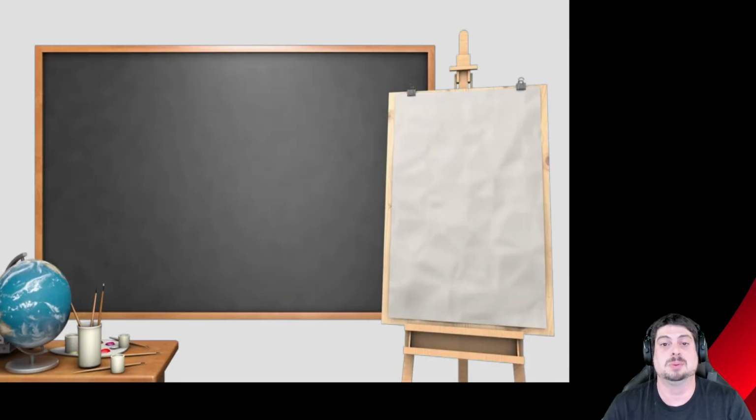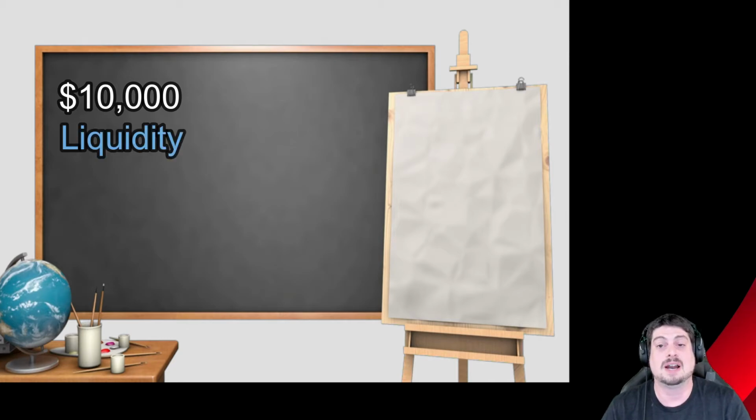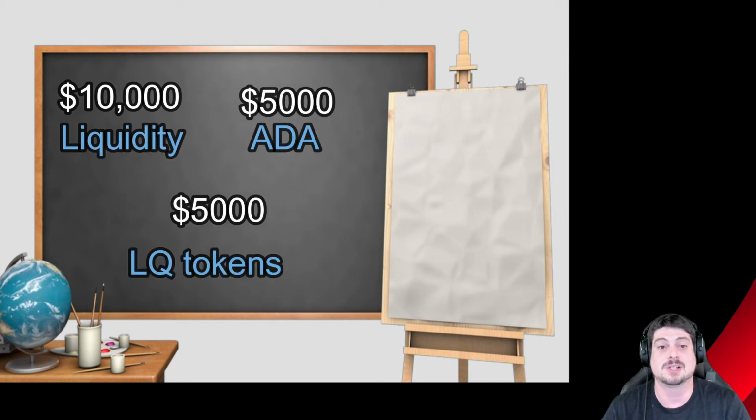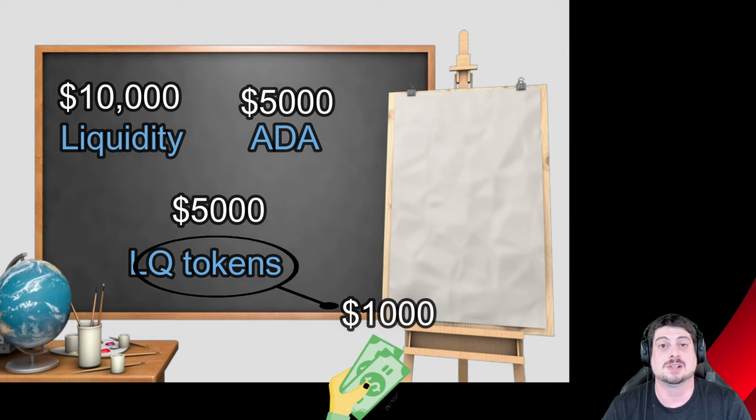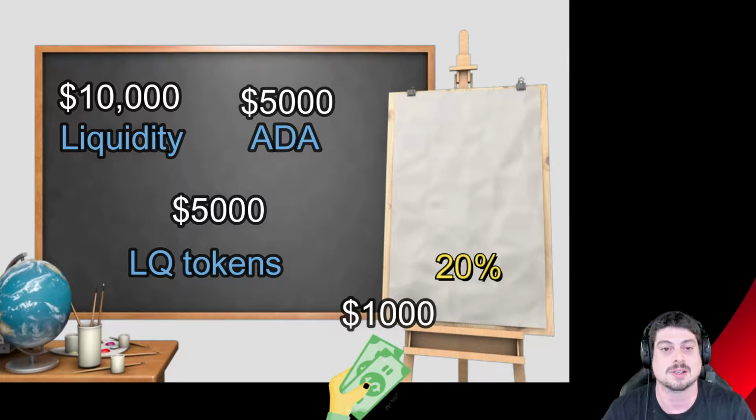Think of it this way. If a pool has $10,000 in liquidity, $5,000 in ADA and $5,000 in LQ tokens, and I want to buy $1,000 of LQ tokens, I'm buying 20% of the supply of LQ tokens in the pool.